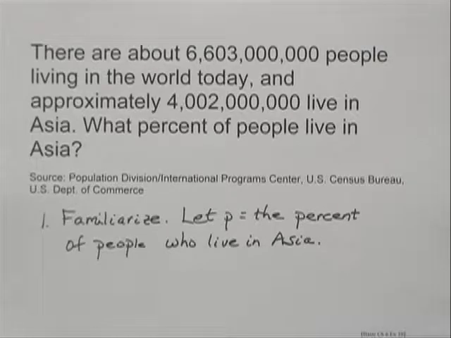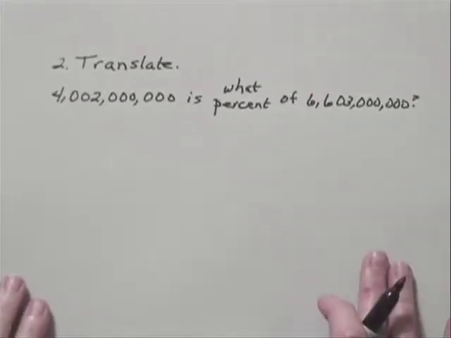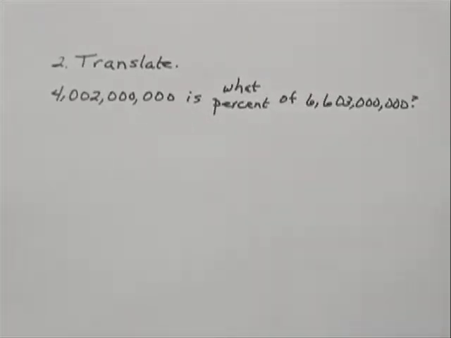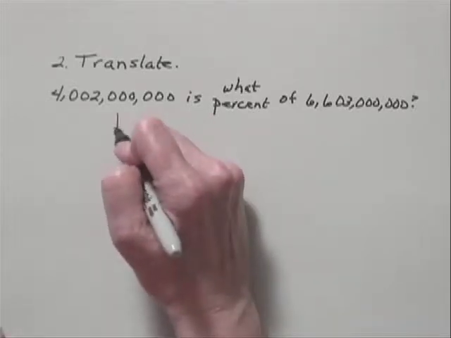Now we need to use this variable in some kind of mathematical sentence so that we can find a solution. We'll do that in the translate step, step number 2. This is the question we're trying to answer: 4,002,000,000 is what percent of 6,603,000,000? So let's go ahead and translate.